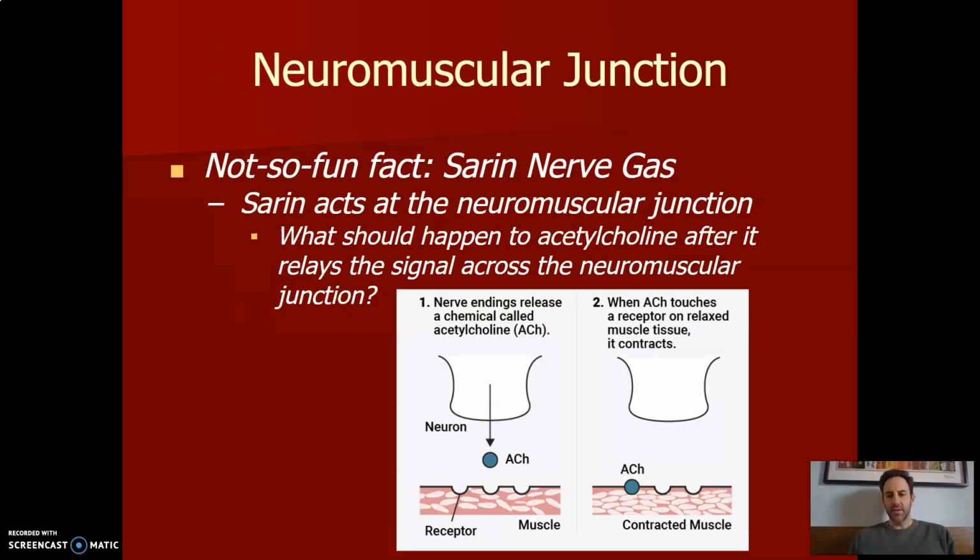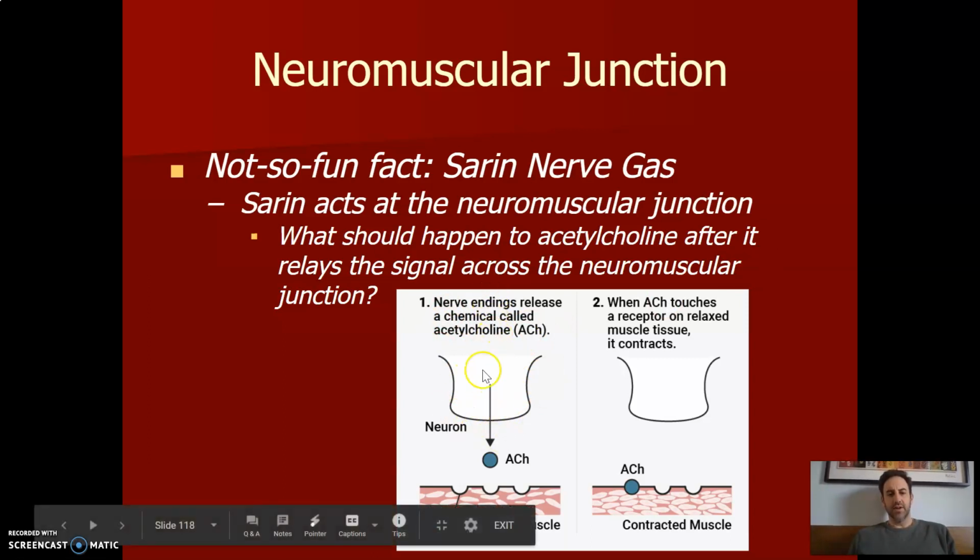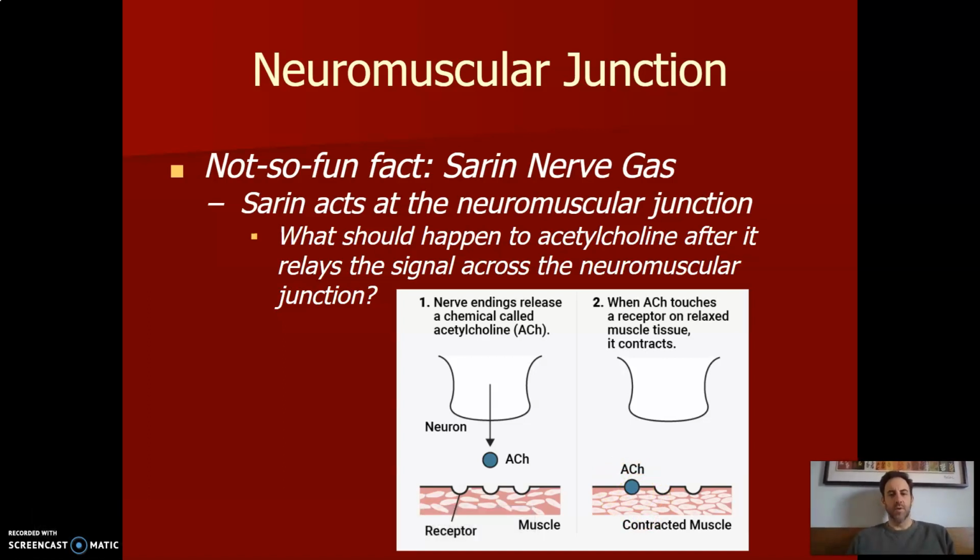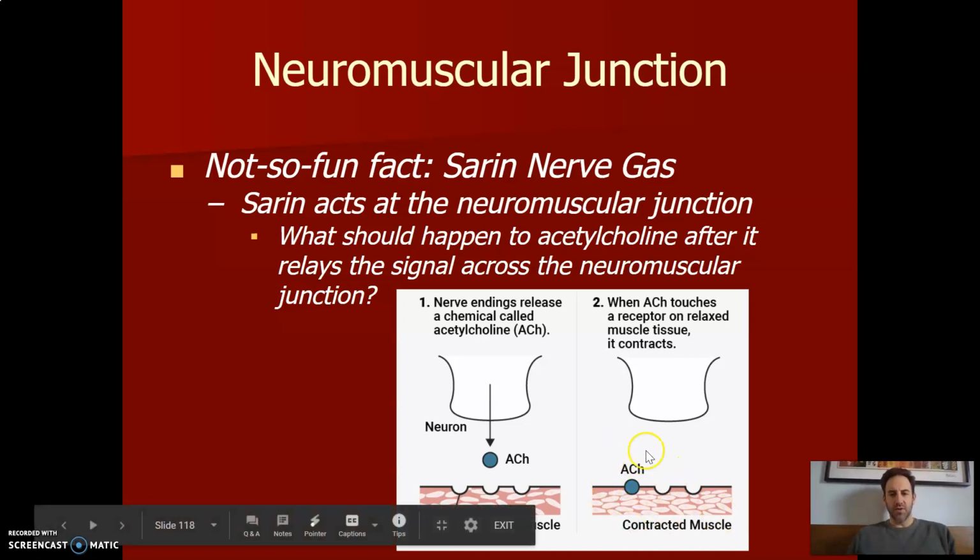Well, it turns out that sarin nerve gas acts at the neuromuscular junction. So here's the typical situation that we just discussed. When your brain, this is the neuron here, sends a signal to your muscles, it causes the release of acetylcholine. Acetylcholine binds to the muscle and eventually causes that muscle to contract. Now think back to when we studied neurotransmitters in the nervous system. What should happen to acetylcholine after it's done its job?